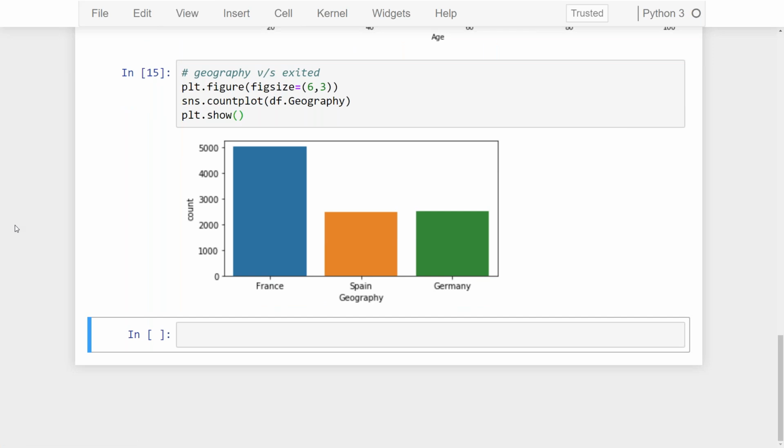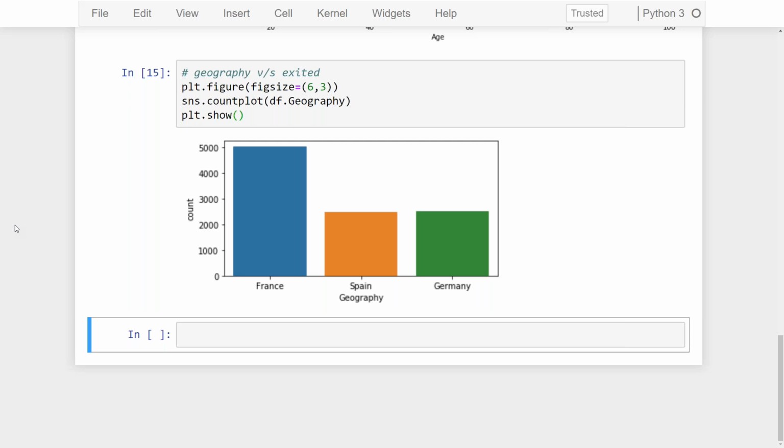What you observe here is that if you look at the figure, we are drawing the geography, and it looks like all the customers belong to three countries: France, Germany, and Spain. There are a total of 10,000 customers, out of which, looking at the y-axis, almost 5,000 customers are from France. Germany and Spain, on the y-axis, almost 2,500 customers are from Germany, and almost 2,500 customers are from Spain as well. Right?